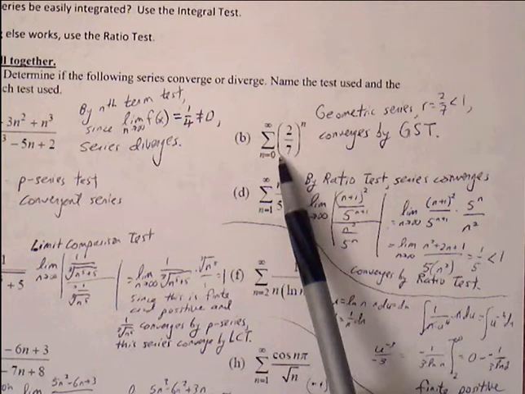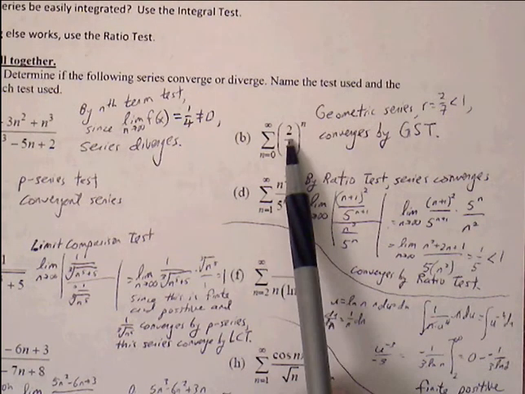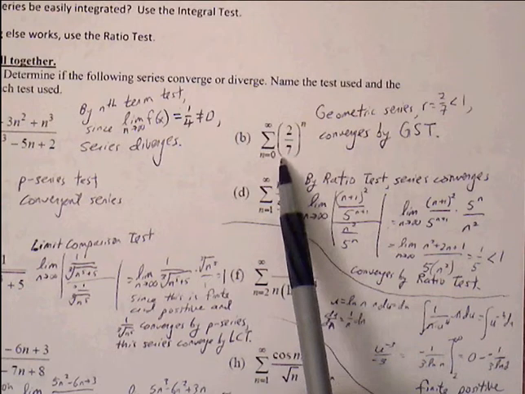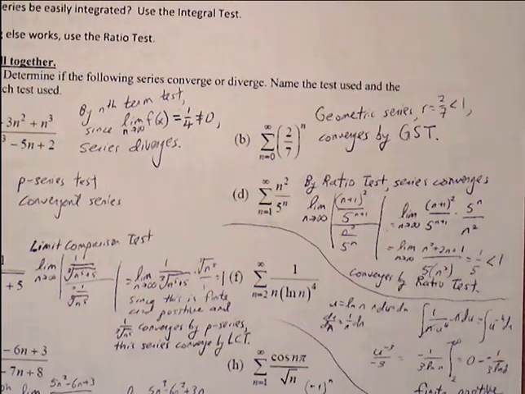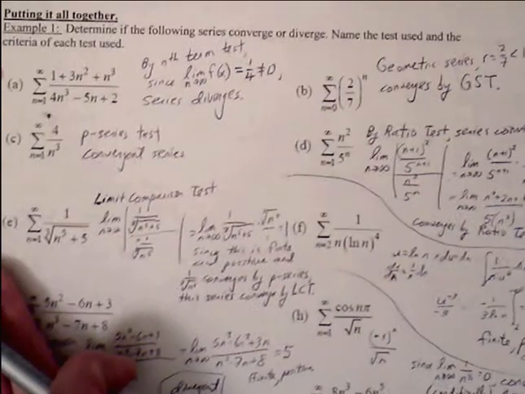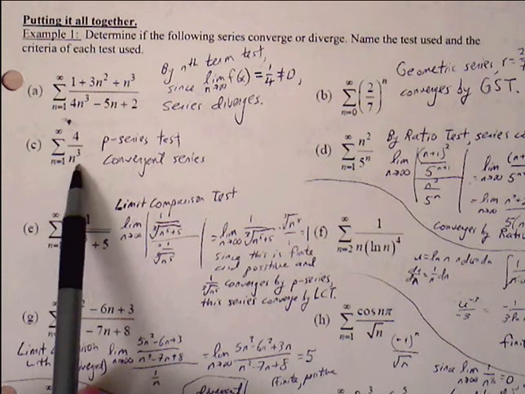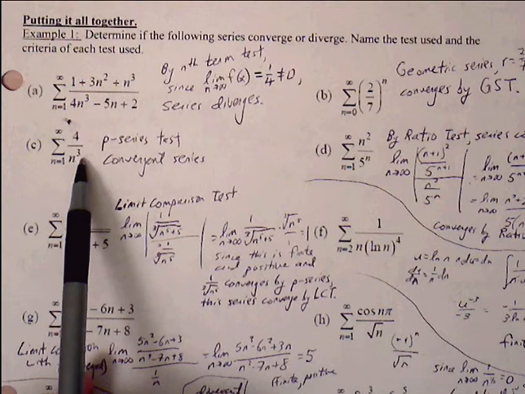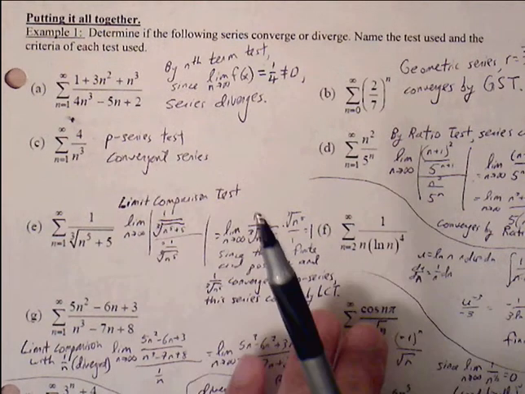With B, we see that this is in the form of a geometric series. We have a ratio raised to a variable, and we see that this ratio is 2/7, which is less than 1. So therefore, we know by the geometric series test, the series will converge. Part C, this is in the easy form here. This matches the p-series exactly, and we see that this p-value of 3 is greater than 1. So therefore, we know this is going to be a convergent series.